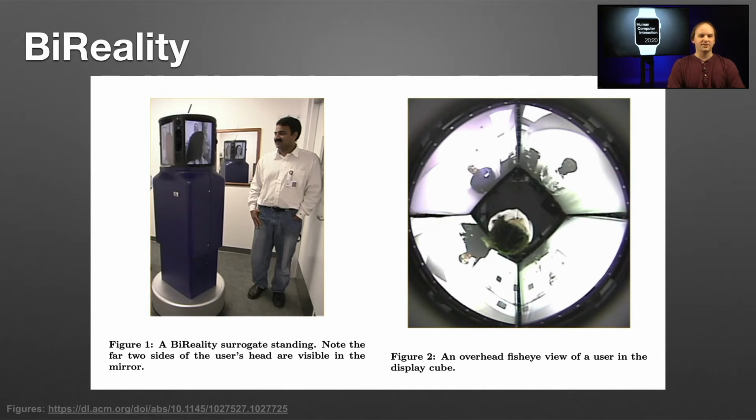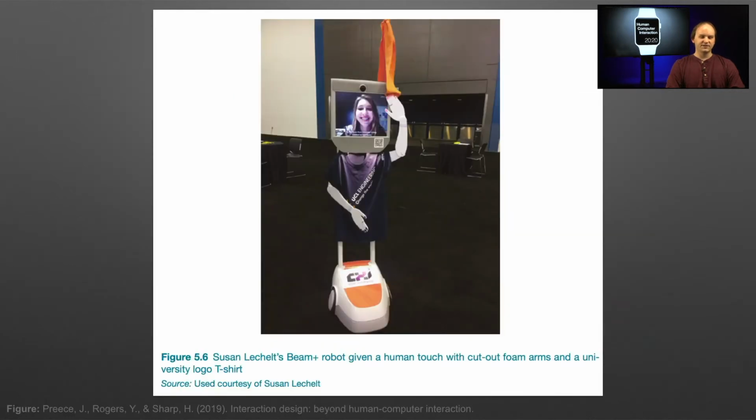This is BiReality, and this is a robot. So you can see here on the left, that's the robotic platform itself. It's pretty tall, pretty big, and it's got screens on each side of it that are showing the remote person's face, and the remote person stands inside of what they call the display cube, and they've got screens all around them showing what the robot is seeing wherever it's at. So they feel very embodied, right? Like they're moving through that environment and communicating with whoever's on the other side. So that was an early example.